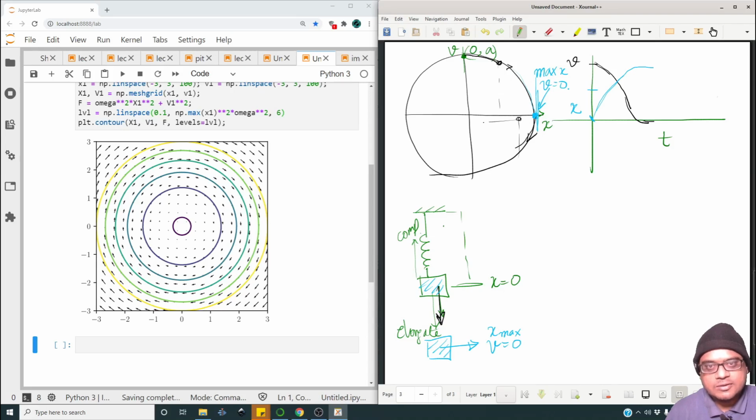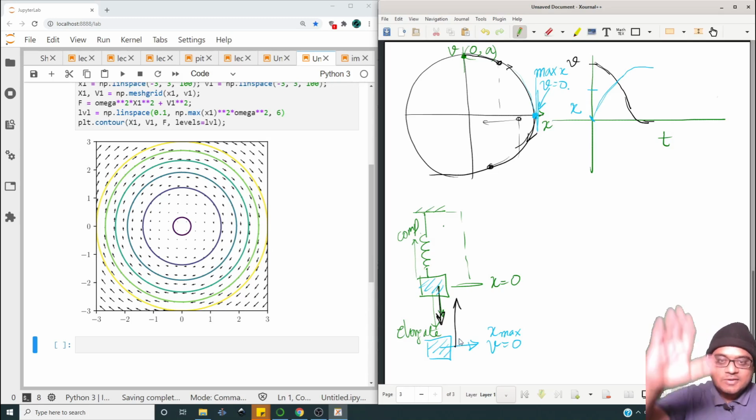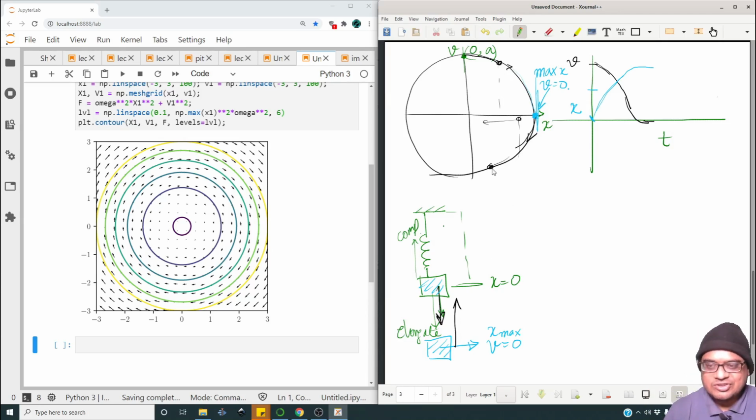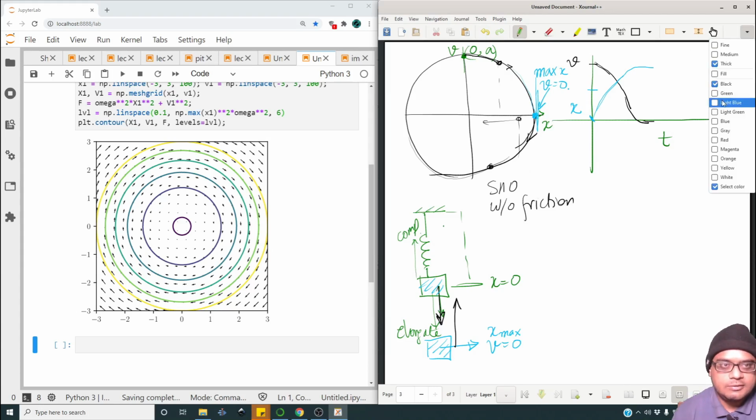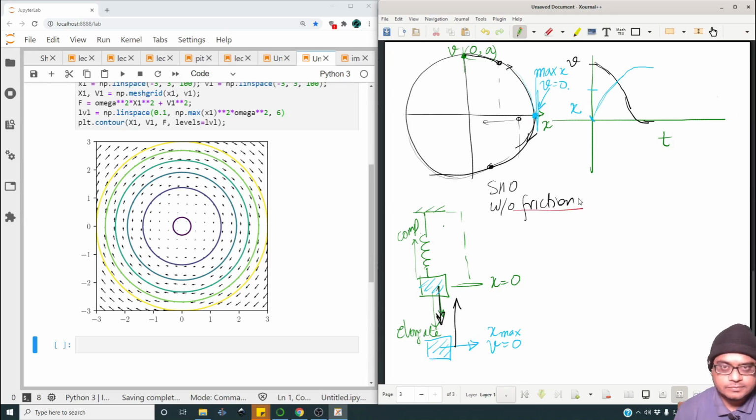Okay, so the x is now reducing as we go, and the velocity is becoming negative, meaning the block is now traveling in the negative x direction and the velocity is increasing. So this is how you can justify the presence of such closed trajectories. It goes all the way till it reaches the initial point, and this is a simple harmonic oscillator without any friction. Now, can you tell me what will happen if this particular system were to have friction losses?